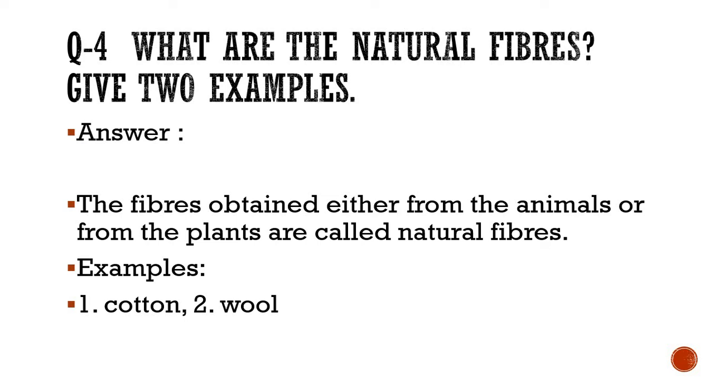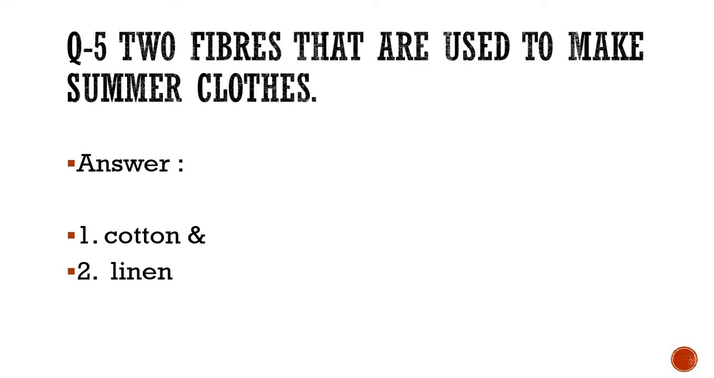Now students, I hope you have written in this much time. So moving on to question number 5. What the question is? It is a very simple question. Two fibers that are used to make summer clothes. That means two clothes which are made in the summer season, and you have to just name the fiber which is used to make the summer clothes. So the answer is very clear. Number 1, cotton, and number 2, linen.